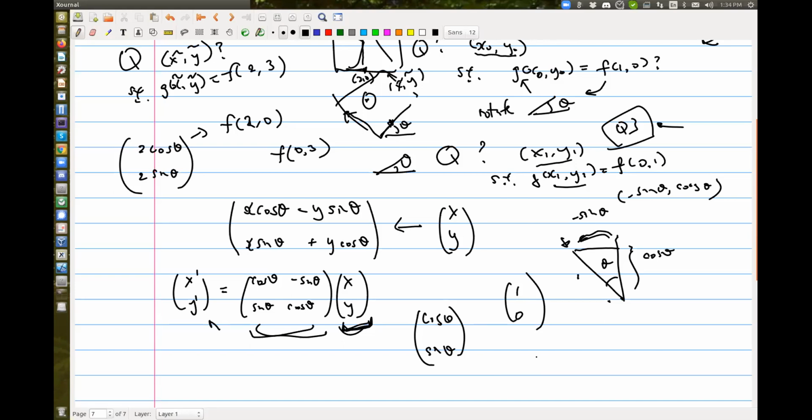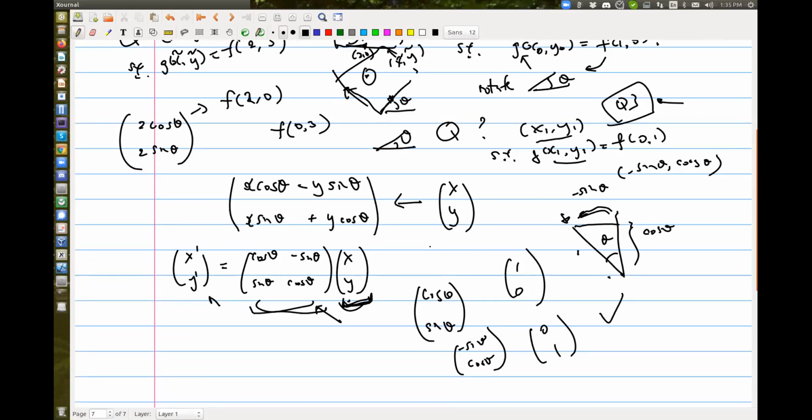If I have 0, 1 here, as we showed earlier, 0, 1 multiplied by this matrix should be equal to minus sine theta and cosine theta, right? So it seems okay. You are fine with that.